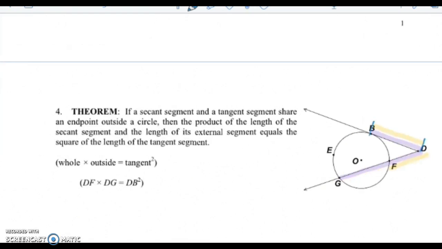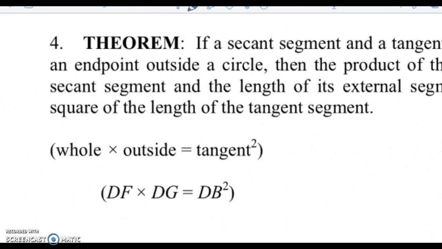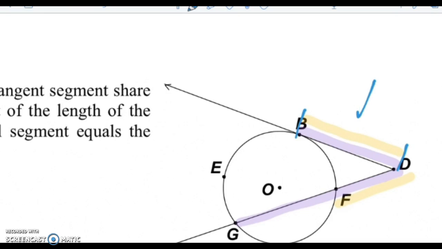So here's our formula for when we have a secant and a tangent. It's still whole times outside for the secant, but the tangent is going to be the tangent times itself, or the tangent squared, because the whole and the outside are exactly the same for the tangent.